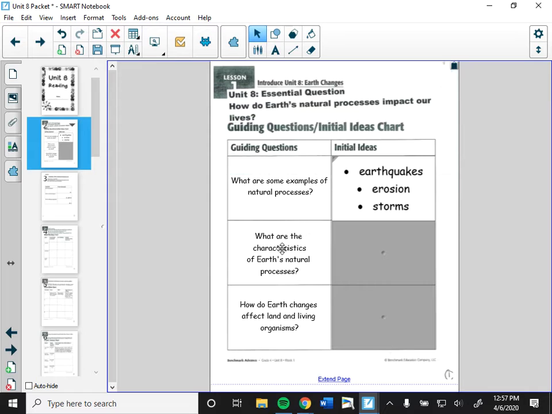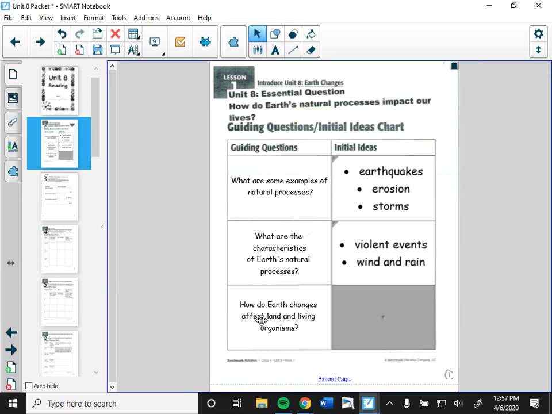Next up, our guiding question was, what are the characteristics of Earth's natural processes? What does that mean? It means what do they look like? I had violent events, like earthquakes or tornadoes, which are pretty violent events, and then wind and rain.